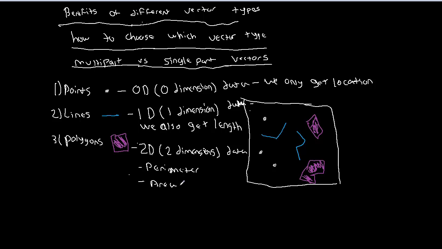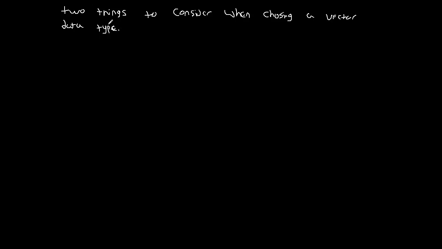So let's go ahead and talk about how we actually choose which type of data or which geometry type to go with. So this decision is going to be based on really two things. Two things to consider when choosing a vector data type. One is going to be the underlying feature.